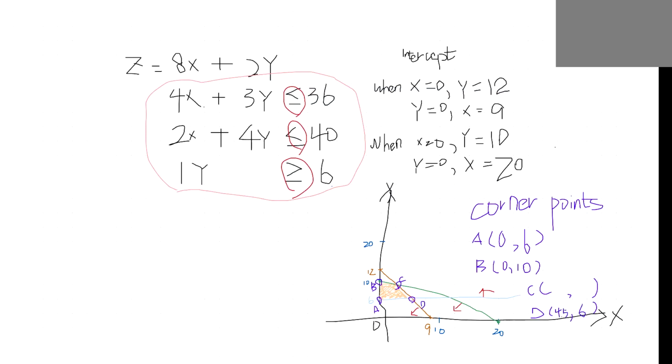Now C is the point where these two lines intersect. Do you see that? Yes. So let's do this calculation together. 4x plus 3y equals 36. Now 2x plus 4y is 40.